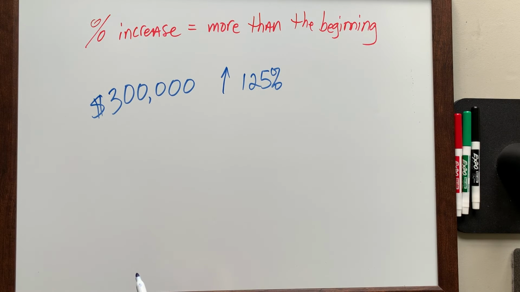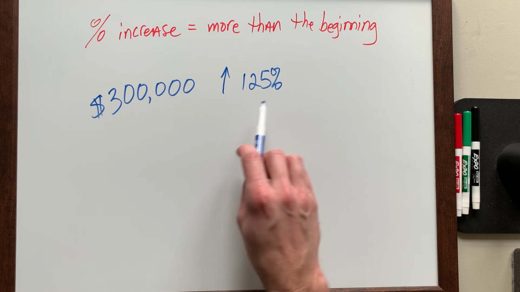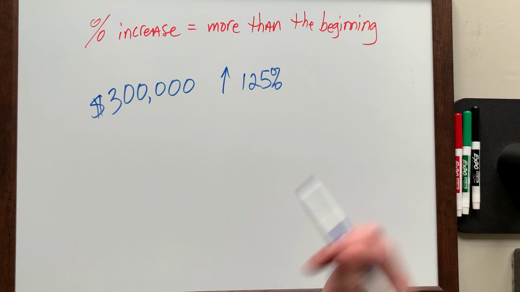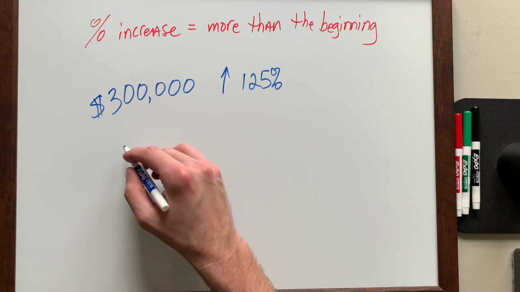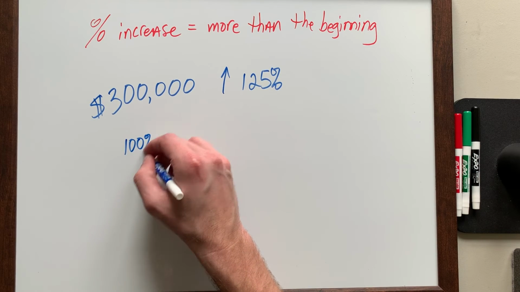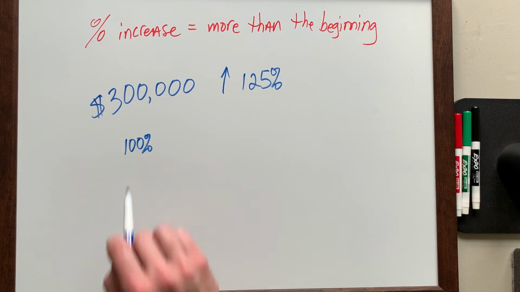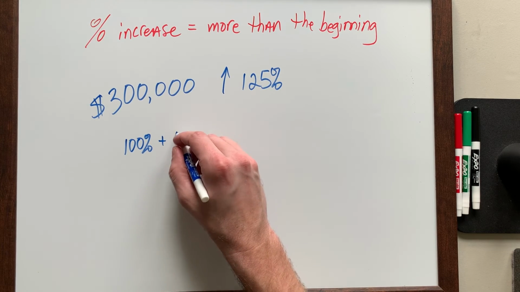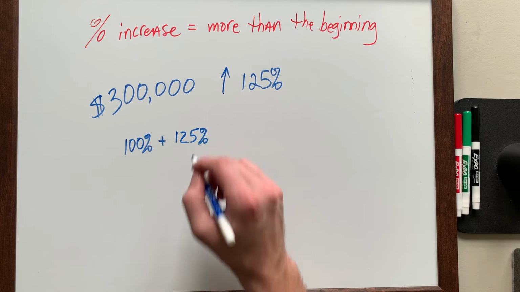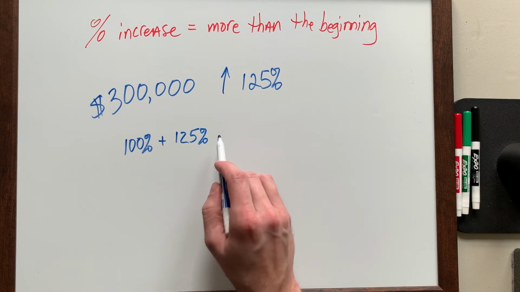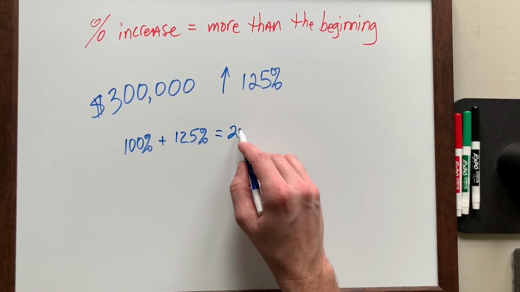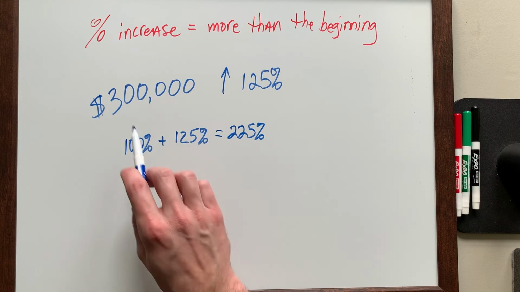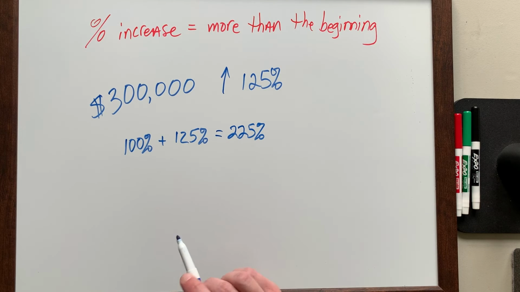Okay? What do we do with this? Average price was $300,000. That increase by itself is 125%. What's the new average price of a house? Well, we're going to start with recognizing that the 100% that we started with was the $300,000. How much did we go up? We went up 125%. If I add these together, I get 225%. Okay? That's the multiplier to use on the original price to get the new price.